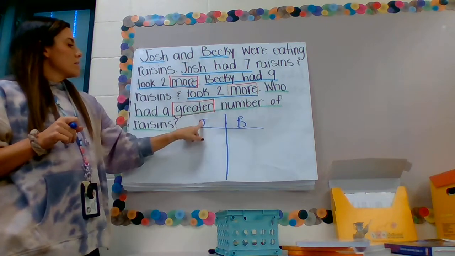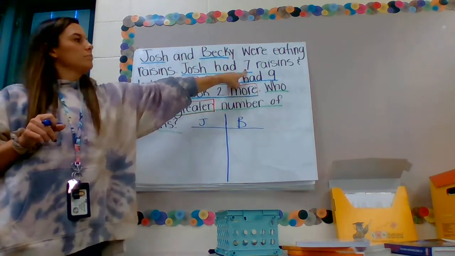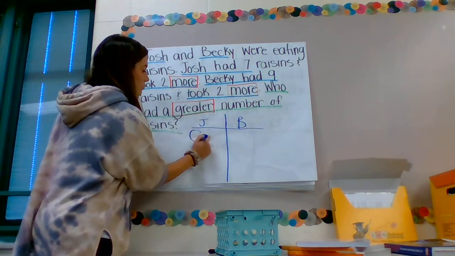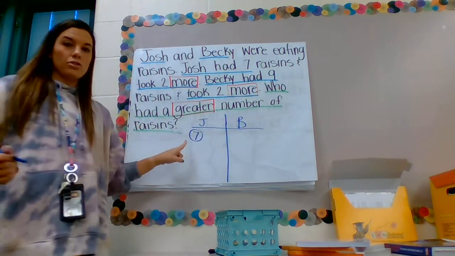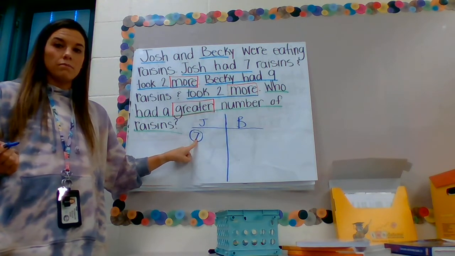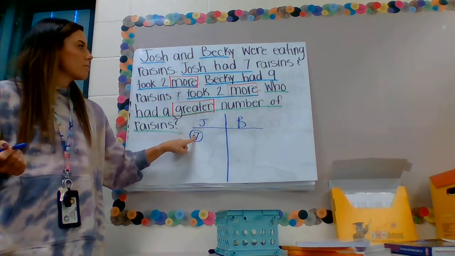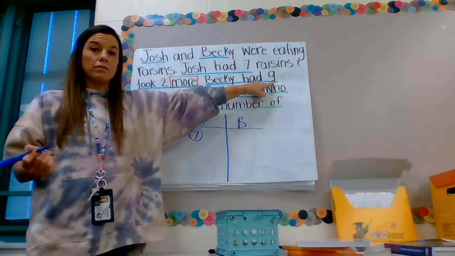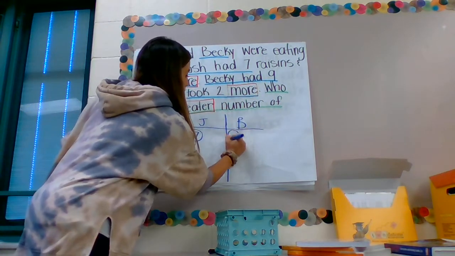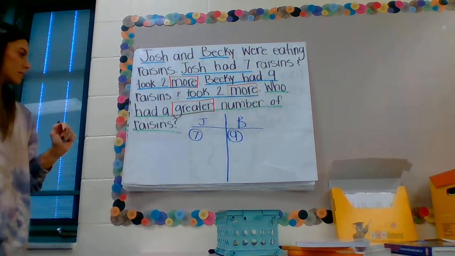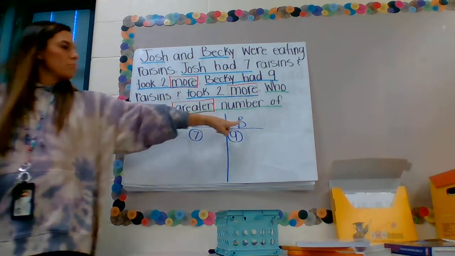How many raisins did Josh start with? 7. So I'm going to draw a circle with the number 7. This is a group of 7 raisins. This is how many he started with. Becky started with 9. So I'm going to draw my group of 9 raisins. Do you see how I did that? Josh has 7, Becky has 9.